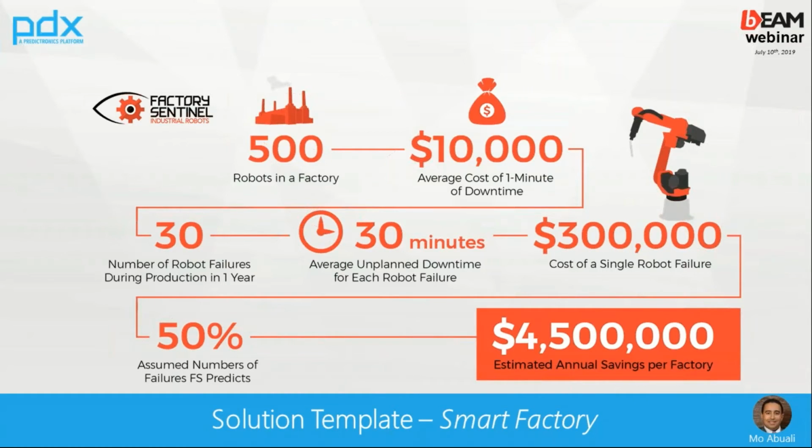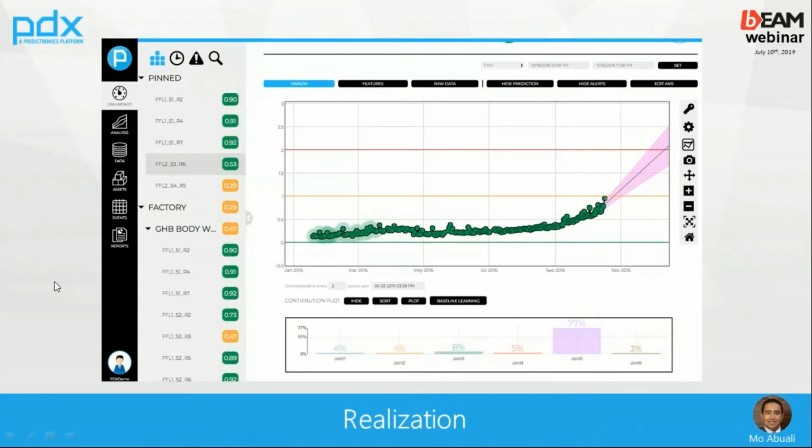And with a predictive system, it is difficult to predict all events. But if we only predict 50% of the issues or events that are occurring, we can actually save this OEM. In fact, we have saved this OEM almost $4.5 million per year by just predicting 50% of the failures on 30 robot failures. So the ROI can be significant just by looking at the uptime. This is an example of a realization, actually.